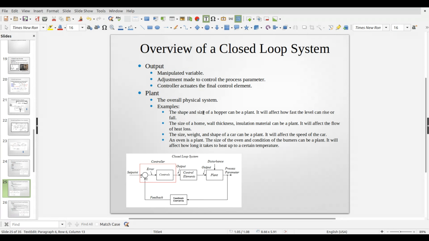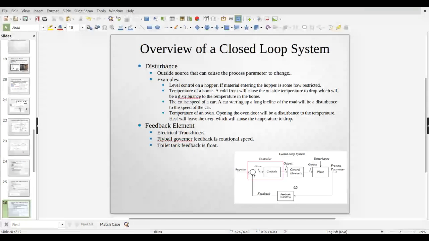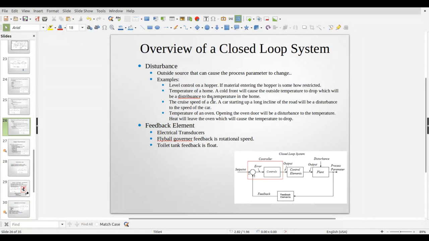Okay, and as I said before, the plant is the system that you're trying to control, whether it was the dryer or the water level in a toilet or the hoppers or whatever. That's the system that we're trying to control. And the disturbances, we talked about that. The feedback, right, that's our analog sensor. Electrical transducer, feedback element, these are all fancy terms for our sensor.